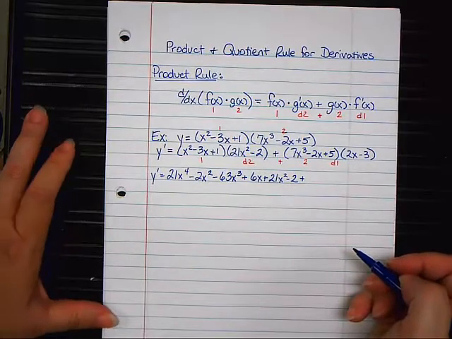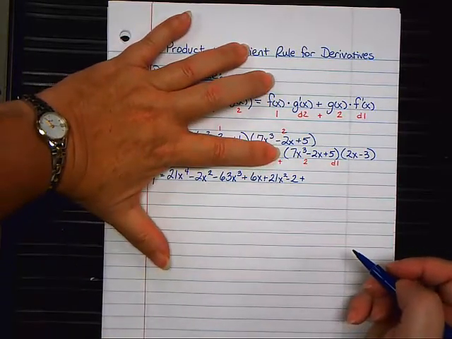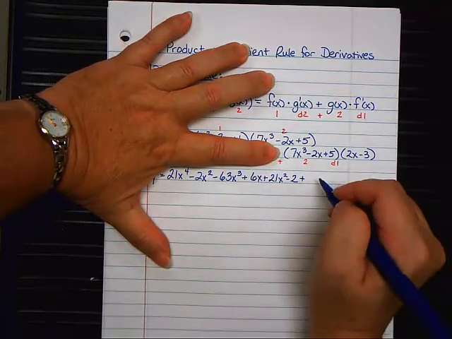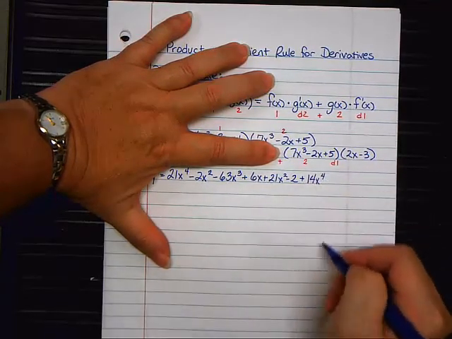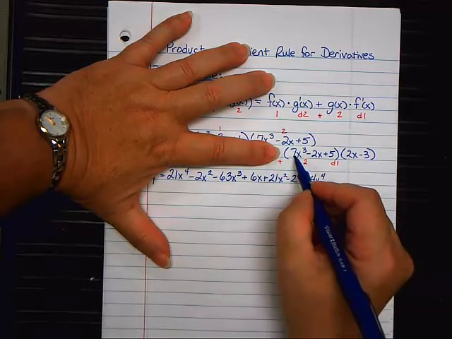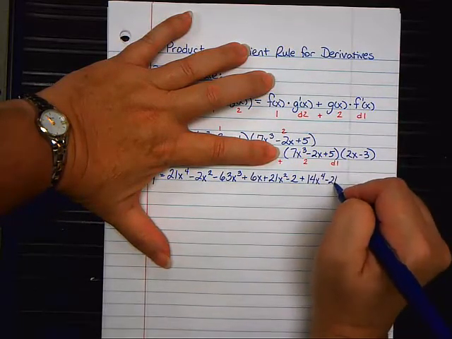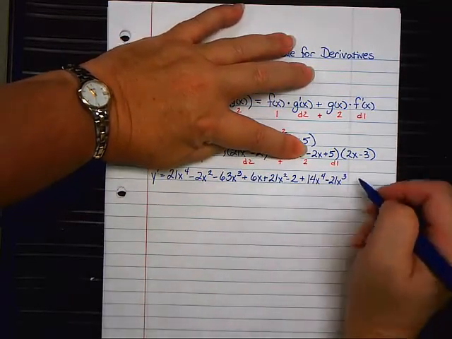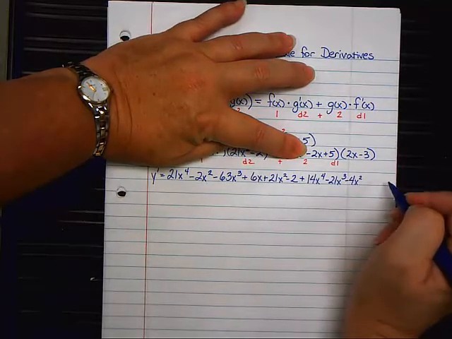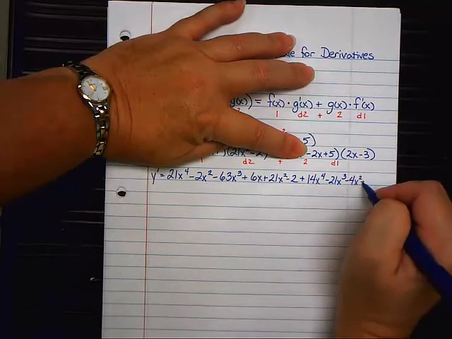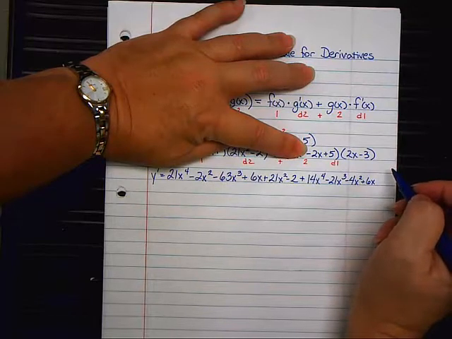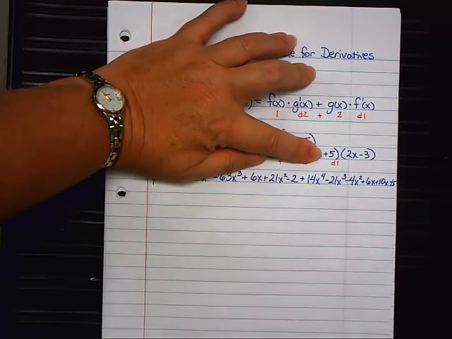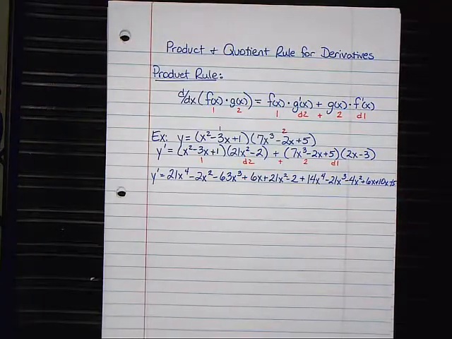Plus, here we go again. You don't have to because it's all added. You could, but you don't have to. 7x cubed times 2x would be 14x to the fourth. 7x cubed times negative 3 is negative 21x to the third. Done with that, so cover it up. So negative 4x squared plus 6x. Cover that up. So plus 10x minus 15. Squeeze it in there, and I did it. Got it on one line. It's a miracle.